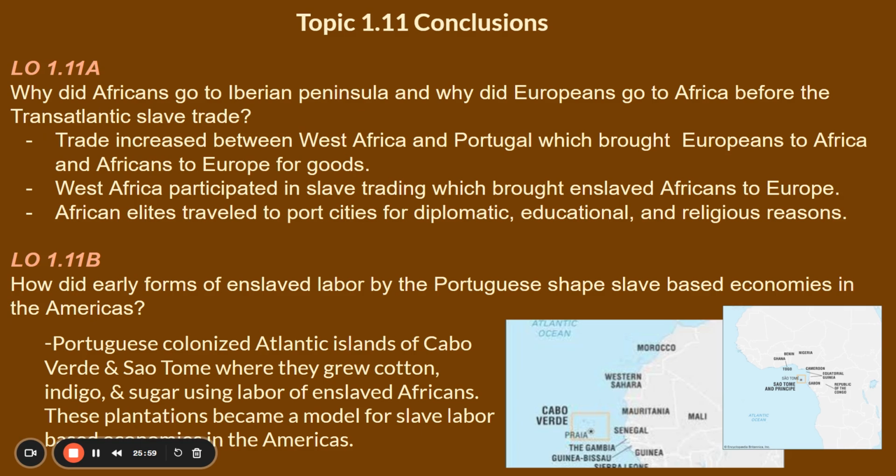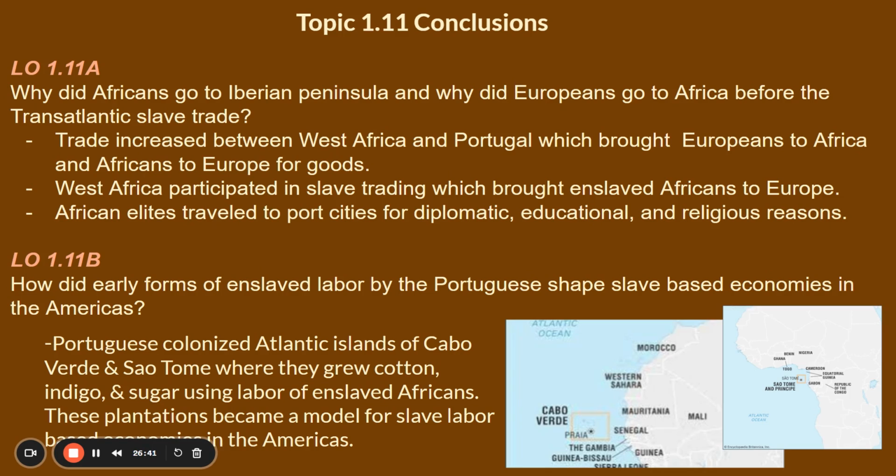Cabo Verde and Sao Tome, where in these islands, after the Portuguese conquered and colonized them, they began to grow plantation crops like cotton, indigo, which is a plant used for fabric dye, and sugar. Okay. And in those islands, they were using the labor of enslaved Africans. These plantations then literally became a model for slave labor-based economies in the Americas.